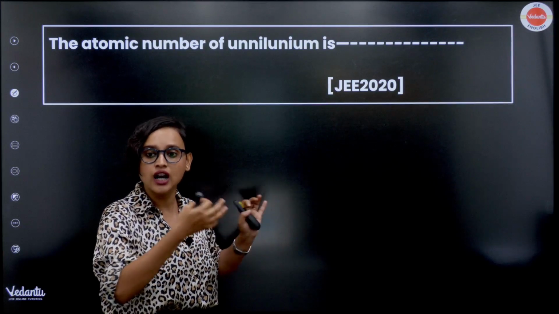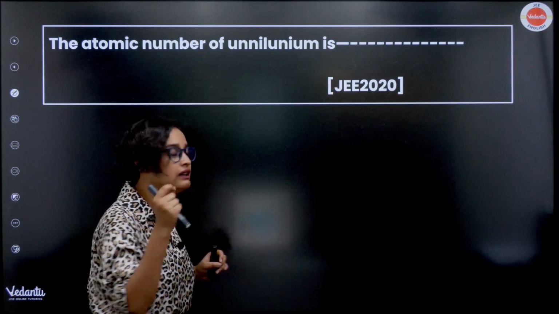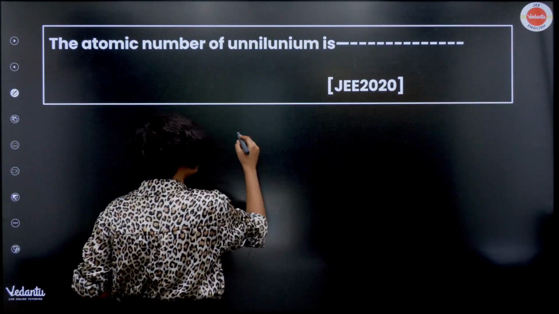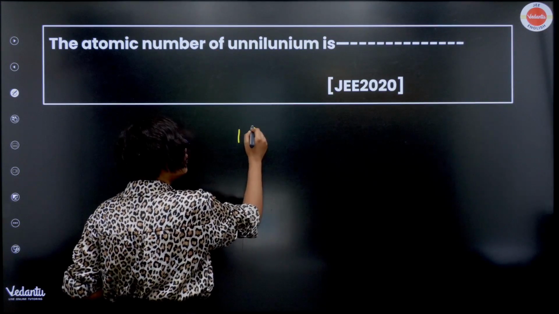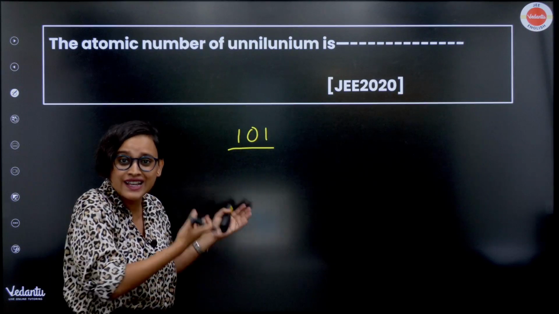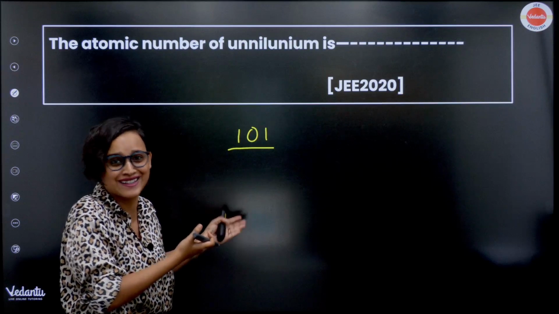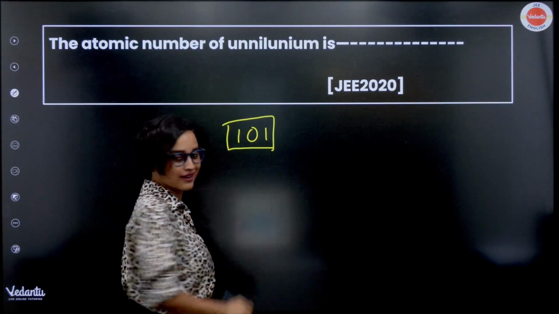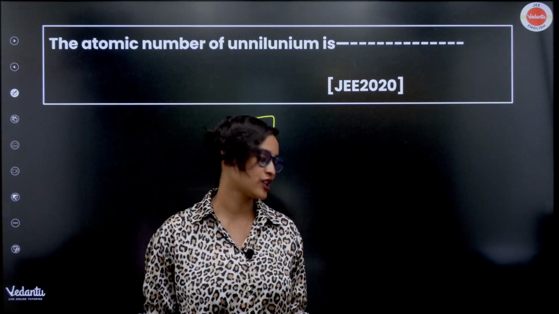Look at this. The atomic number of unnilunium. So un is 1, nil is 0, unium is 101. That's it. This could get you 4 marks, guys. This could get you 4 marks. Yeah. All right. Chalo, great, amazing.